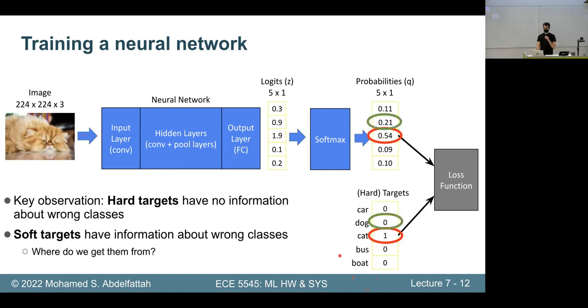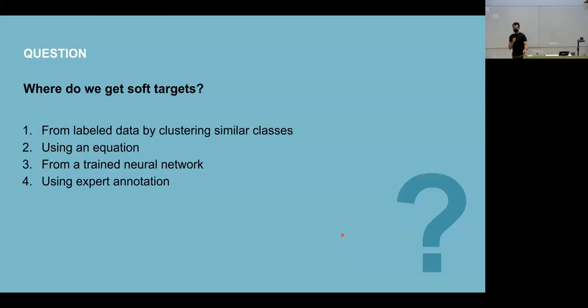So where do we get those soft targets from? An example of soft targets here would have near 0 probability everywhere except for cats and dogs. But where do we get them from, right? That's the current question.